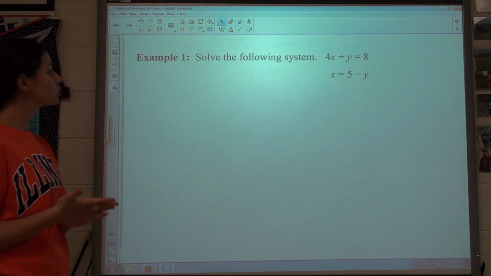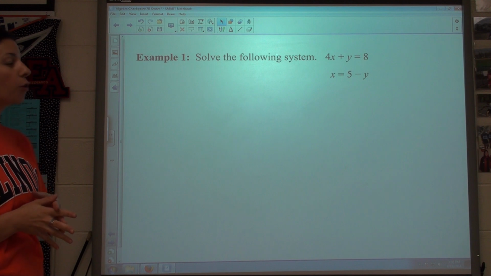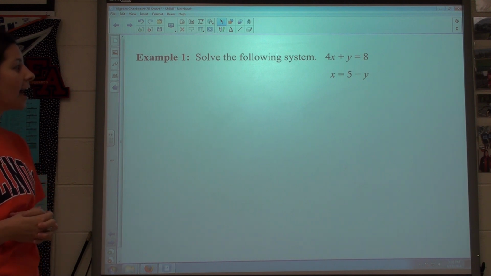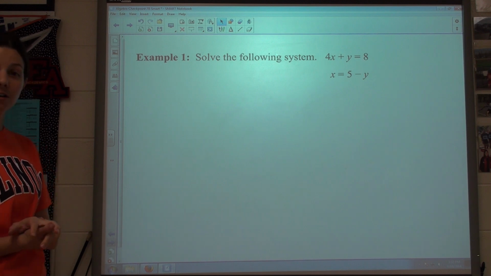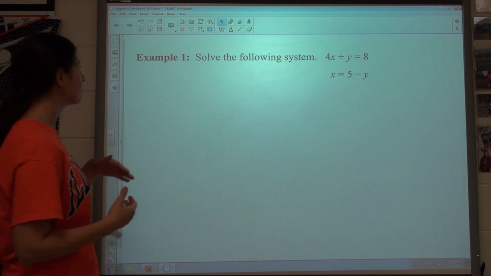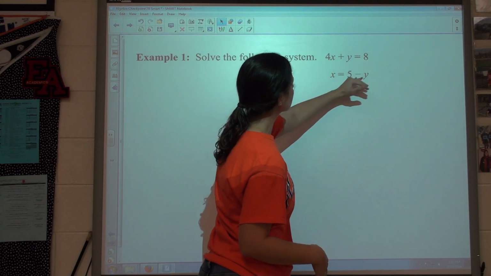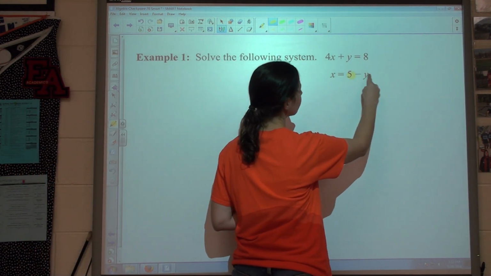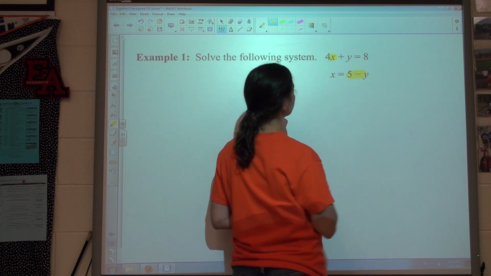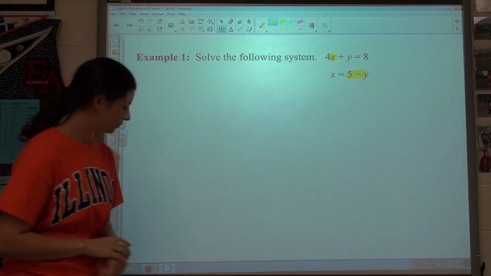Example number 1. Solve the following system. 4x plus y equals 8. x equals 5 minus y. So hopefully you've already thought to yourself that this is a substitution problem, because you can see x equals 5 minus y. So we're going to take 5 minus y and we're going to replace x with it.